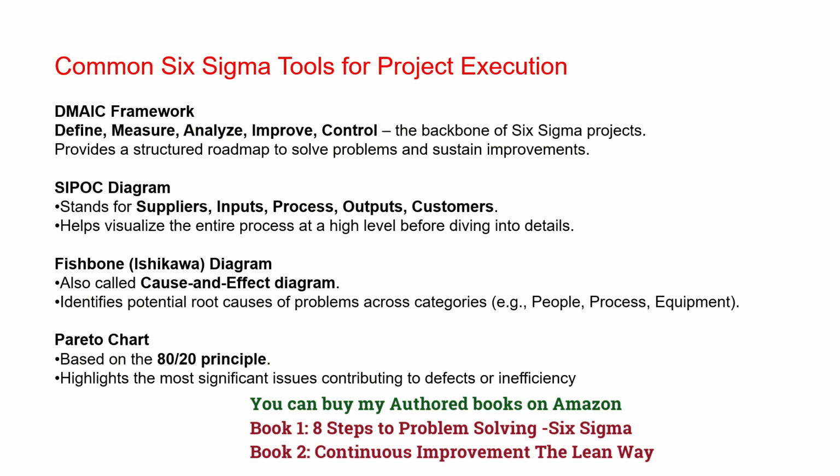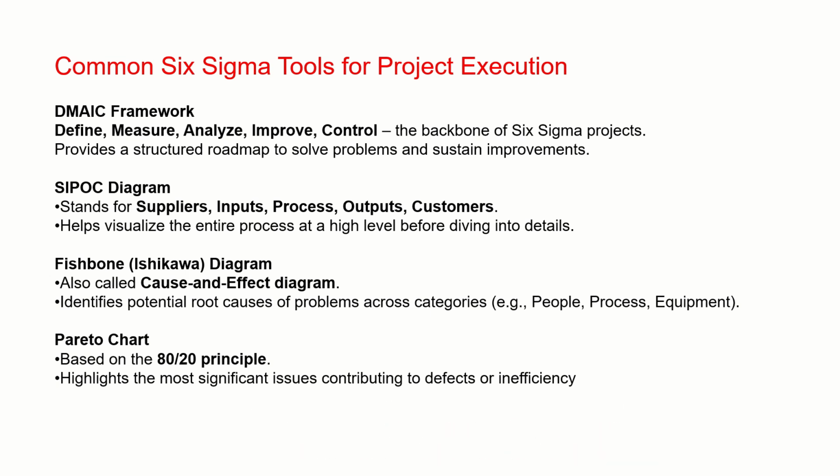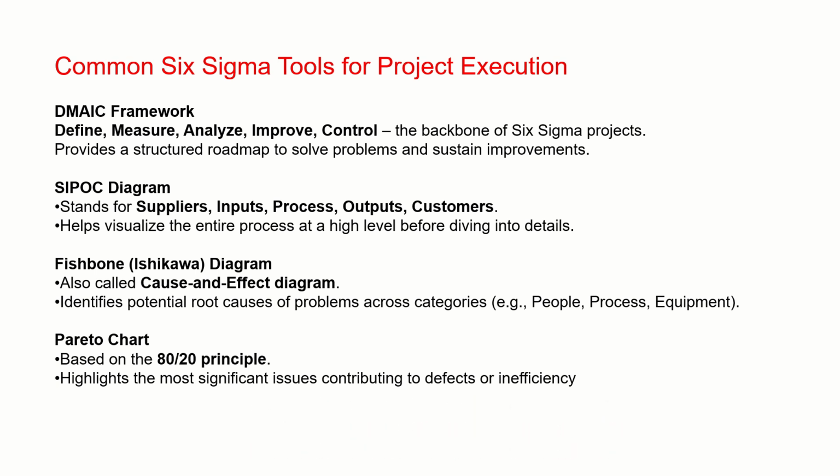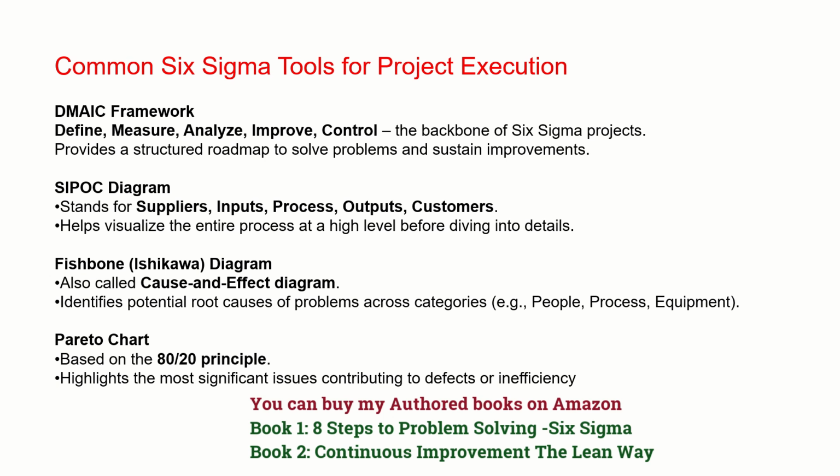Number one is the DMAIC framework. DMAIC framework means define, measure, analyze, improve and control. So if you look at it, it is the backbone of all Six Sigma projects. Your Six Sigma project should follow this methodology because it provides a structured roadmap to solve a problem and sustain improvements. So you define the problem, you measure it, you analyze the problem, you improve it, and the most important thing is the control, which helps you to sustain the improvements.